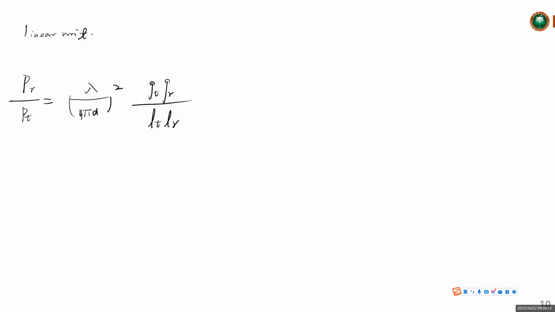So we set it in linear unit. The received power divided by the transmitted power can be expressed as the gain at the transmitter side and the receiver side, divided by the loss at the transmitter and receiver side, times the free space loss. And this is for the line of sight.